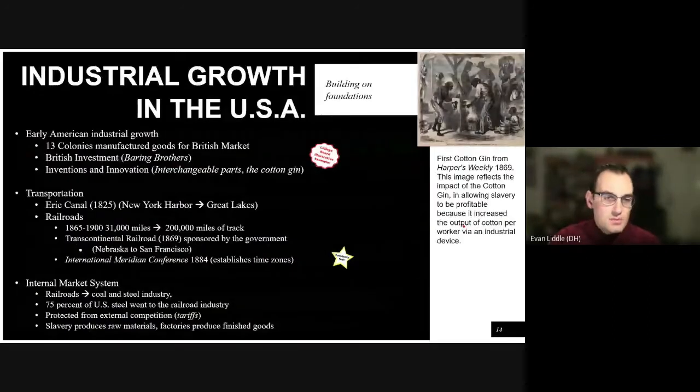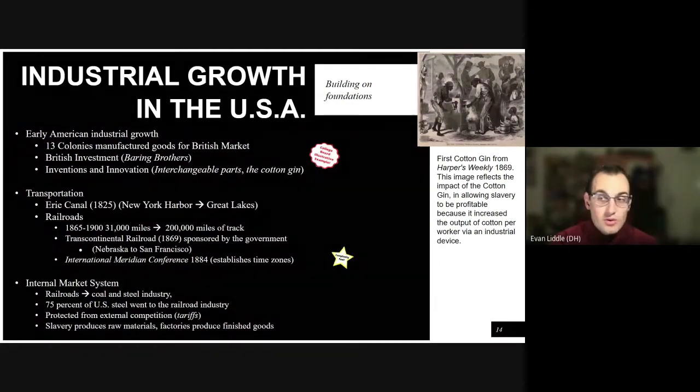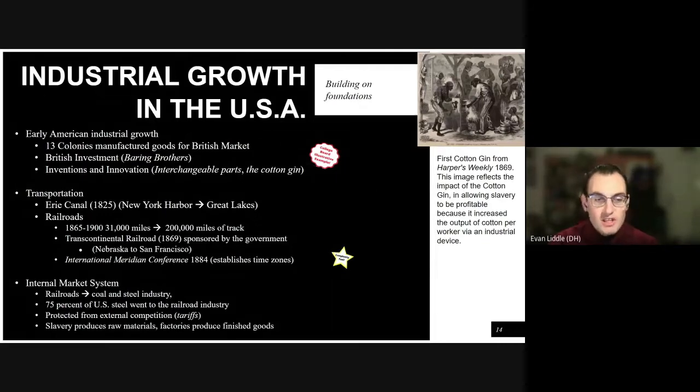So one thing to keep in mind is that the United States, back when they were the 13 colonies, actually had small manufacturing centers, mostly in the northern colonies, which served as creating manufactured goods for the British market. This meant the United States was already well connected with British investors, including the Baring brothers, who are going to invest in a number of other economic ventures in the Americas. It's also worth noting that the early United States had several notable inventors, such as Eli Whitney, who pioneered interchangeable parts and the cotton gin.